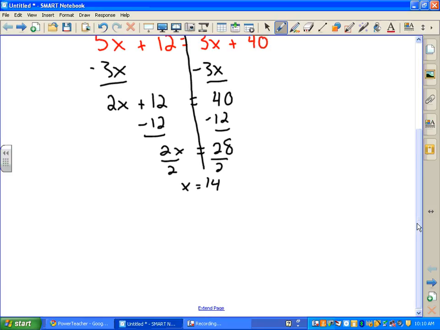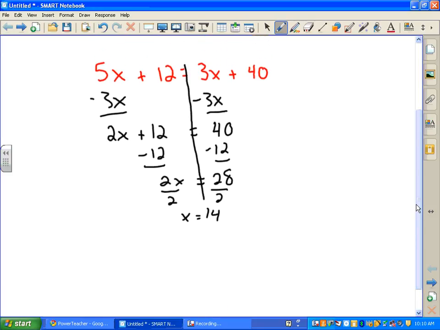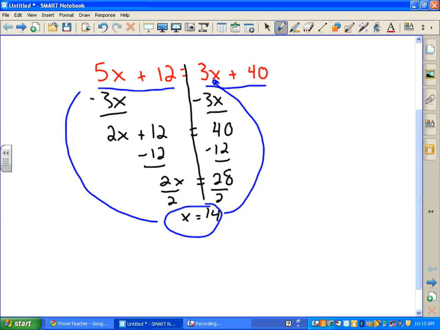Now, we do need to check this again, like always. The check's a little bit different on this one. Normally when we check, we know what number the answer is supposed to come out to be. In this case, we don't know that. What we do know is that these two sides are supposed to be the same. So that's what we're going to check. We're going to put the 14 in for x on each of these sides, and we're going to make sure that when we plug it in, the two sides are equal.